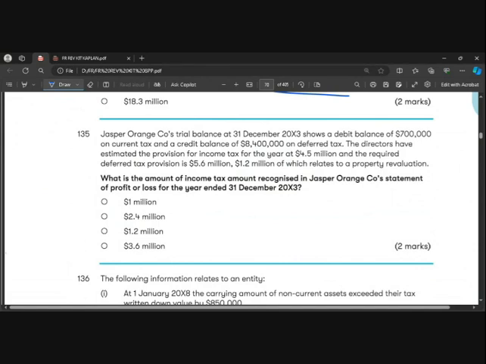And the provision will be 4.5 million. The required deferred tax provision will be 5.6 million. And then 1.2 million is related to deferred tax. Okay, what's the current year estimate here?